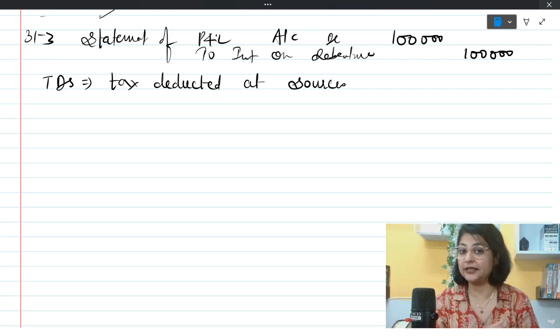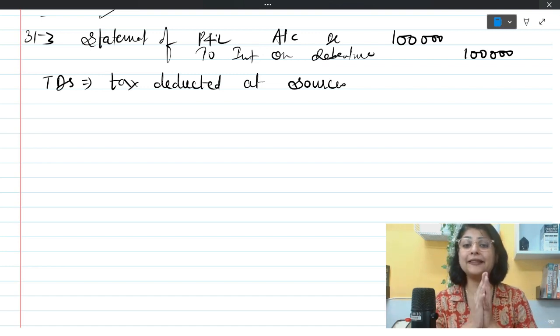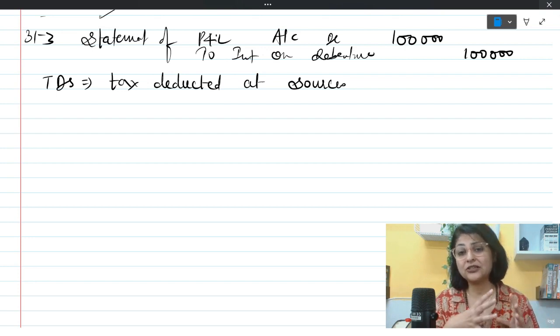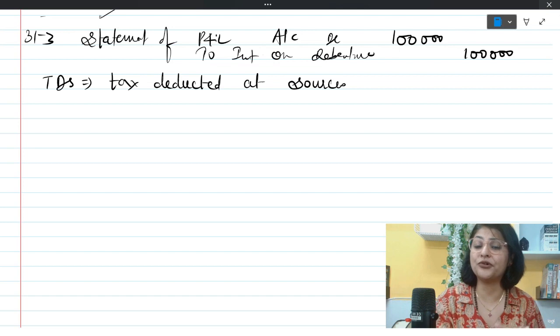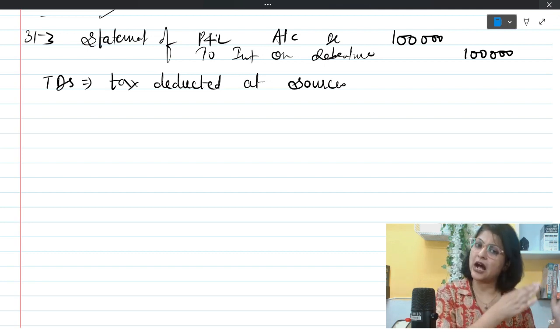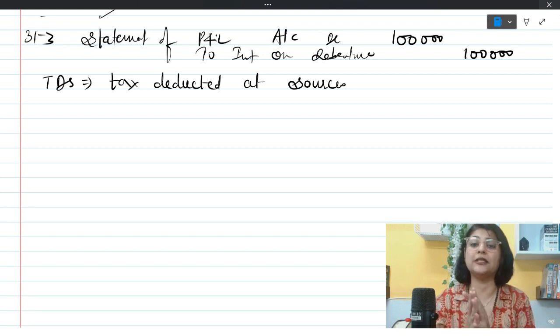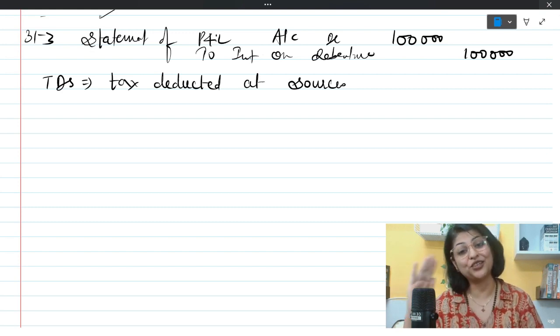Government tells the companies that, see, companies, before giving interest to the debenture holder, you deduct the tax yourself and give us that tax. So obviously, as compared to the number of debenture holders, the number of companies are going to be lesser in number. So government or the tax department can catch hold of the companies more easily than catching hold of each debenture holder. So this system is being followed in our country, where the companies are asked to deduct the tax at source, and this tax deducted at source the companies cannot keep in their own pocket. They have to give it to the government.